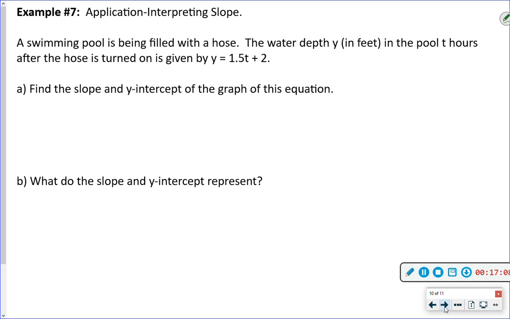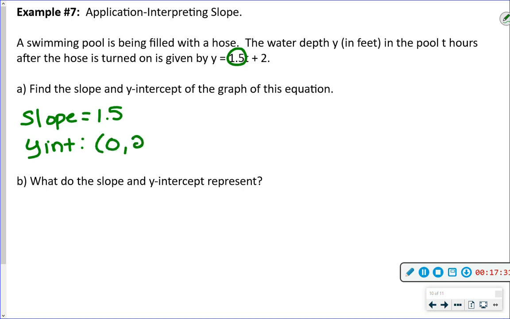All right, well, that's not very hard. Slope, of course, is still our number in front of x. They're using t, though. That's fancy t. So my slope, of course, is 1.5. And then my y-intercept is going to be the 2. Now, y-intercepts, of course, we should be writing those as ordered pairs, (0, 2). That was dramatic, but there we go. Now, last thing of the day. What do the slope and the y-intercept represent?